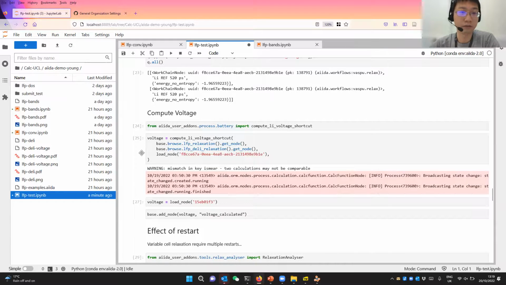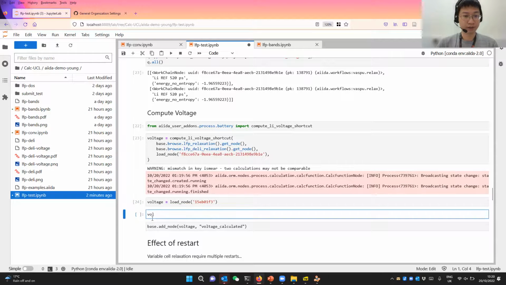The good thing about using this kind of framework is your calculation is automatically handled for submission, running, monitoring, and also pulling the results back and parsing. So to actually compute the voltage, I have written a Python function to compute the voltage. It gives some warnings, but it's not much to worry about. Then I have this voltage.